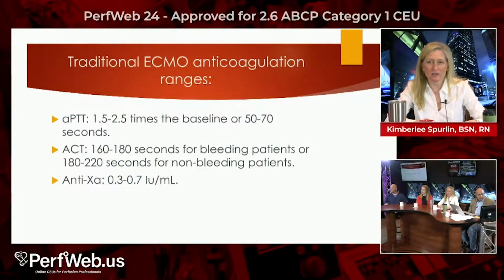Then I just wanted to discuss traditional ECMO anticoagulation ranges. Again, activated PTT is 1.5 to 2 times the baseline, or a goal of 50 to 70. ACT is 160 to 180 for patients who are bleeding, or 180 to 220 for non-bleeding patients. And then the anti-Xa is 0.3 to 0.7 international units per mL. Again, those are just ranges. They have to be adjusted specifically for your patient and where you're at in therapy.